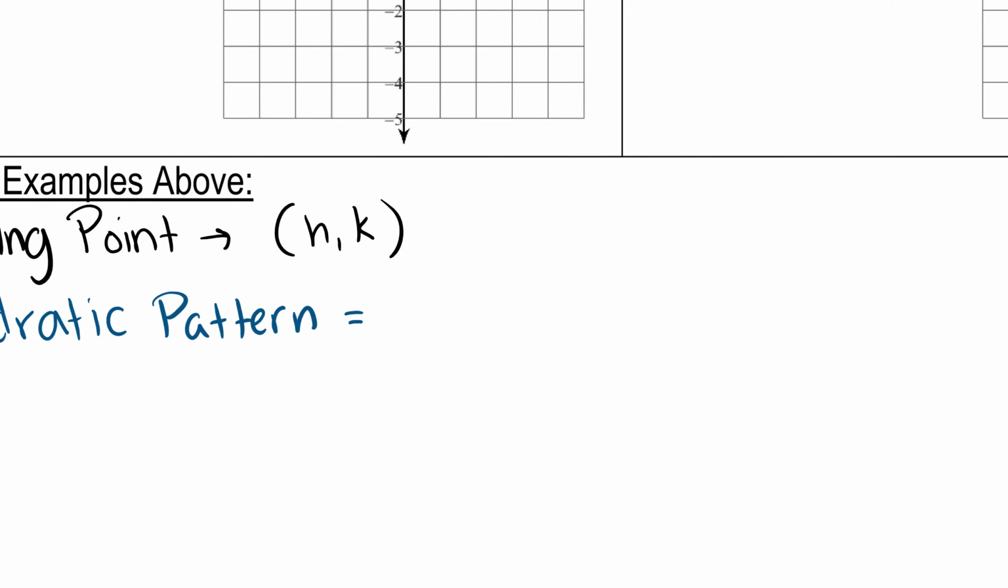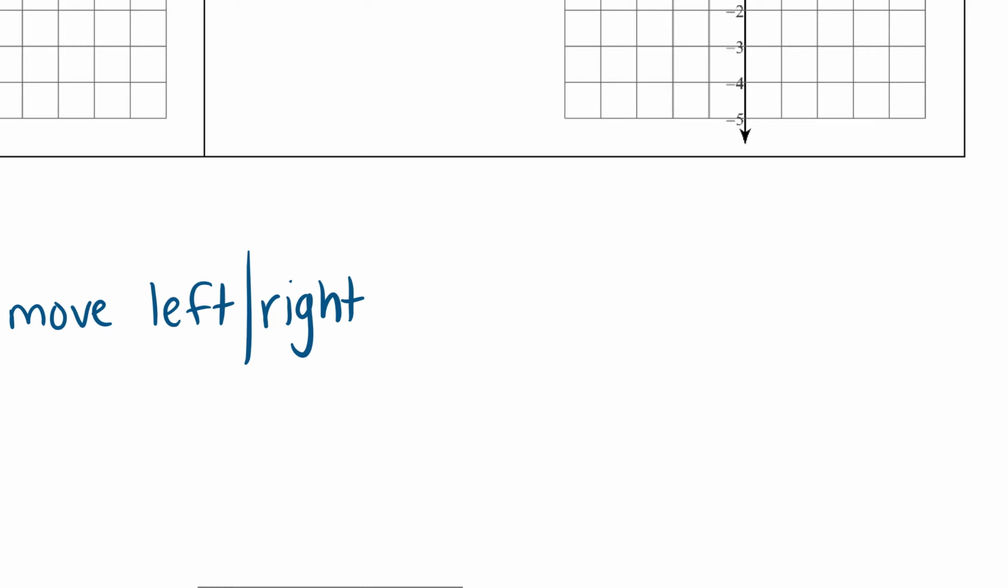The quadratic pattern is simply, well, let's see. So I start from my vertex. You move left and right, or left or right, right? Because it's a quadratic, or parabola, we know it's a U shape. So we move left and right 1, then up 1.